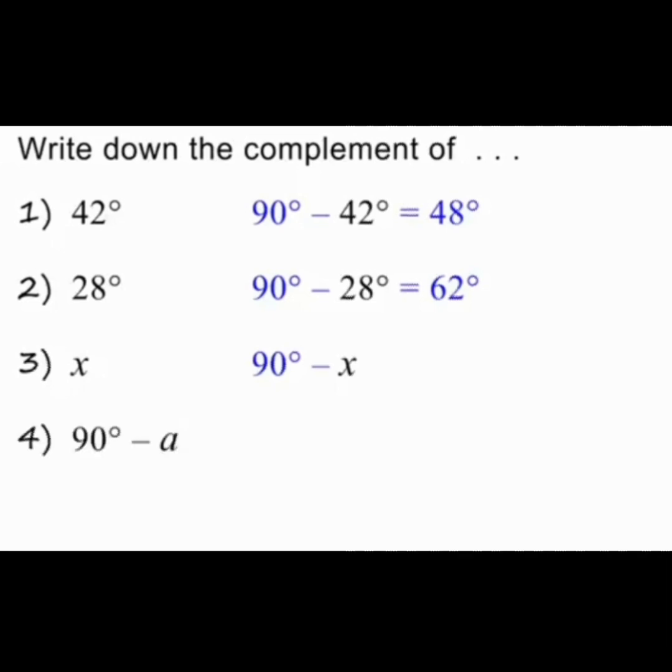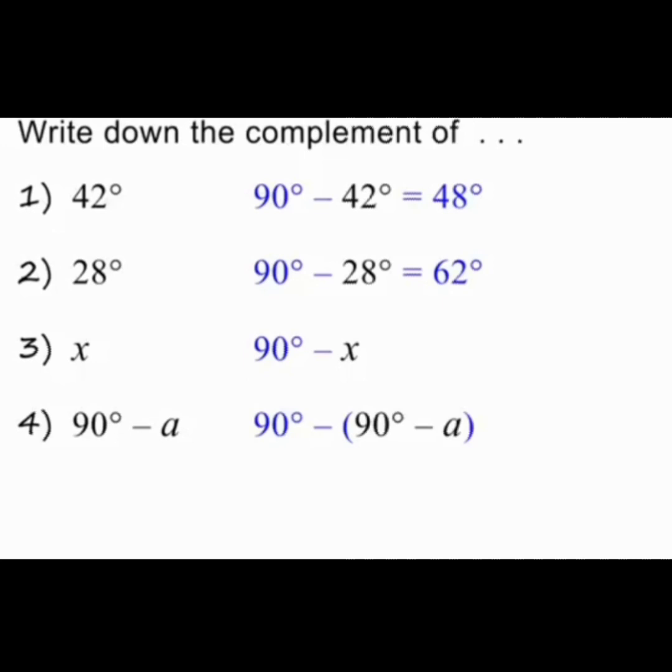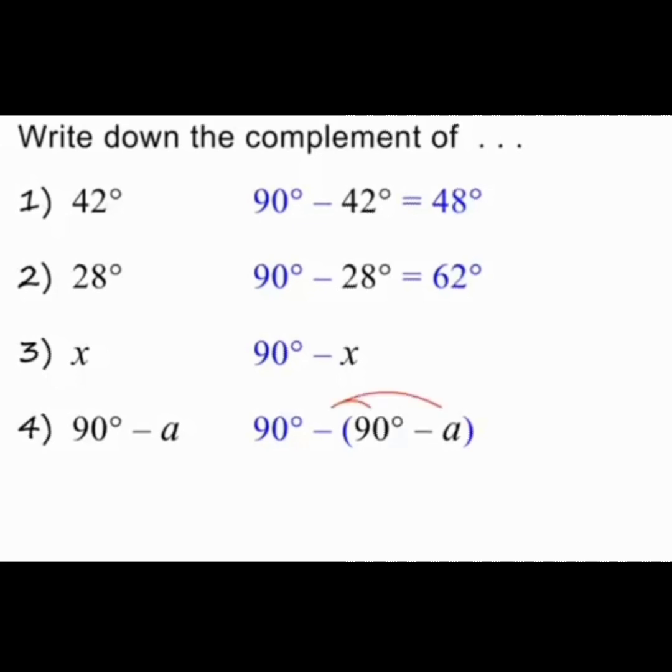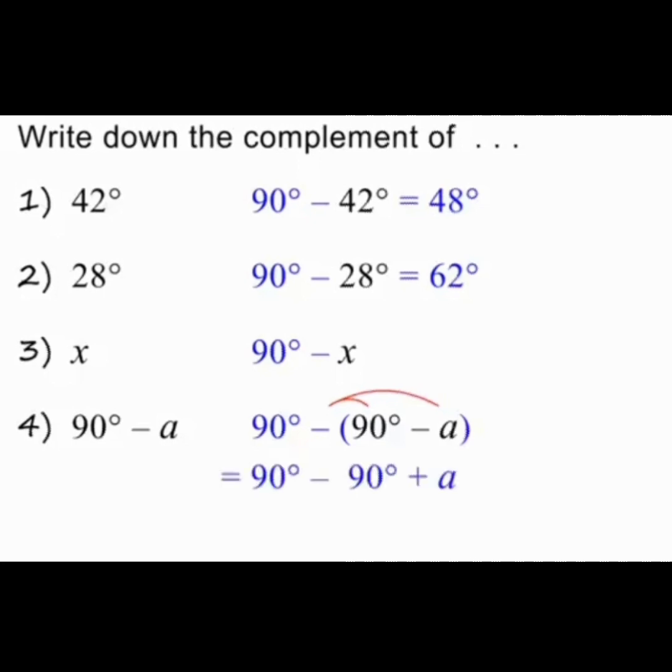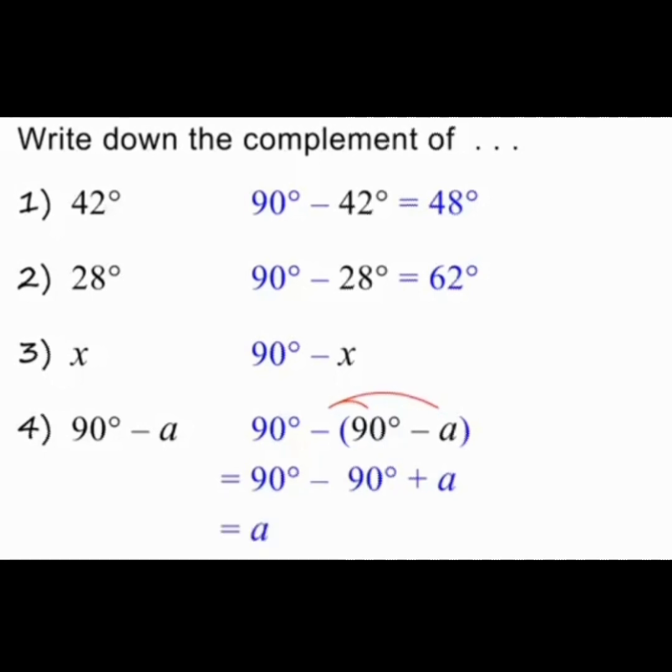What do you think the complement of 90 degrees minus a will be? As before, we subtract the given angle from 90 degrees. I use brackets in this step to show that we are subtracting the whole given angle. Next, we need to multiply the minus into the bracket. This is equal to 90 degrees minus 90 degrees plus a. The complement is therefore a. Please pause to check my working.